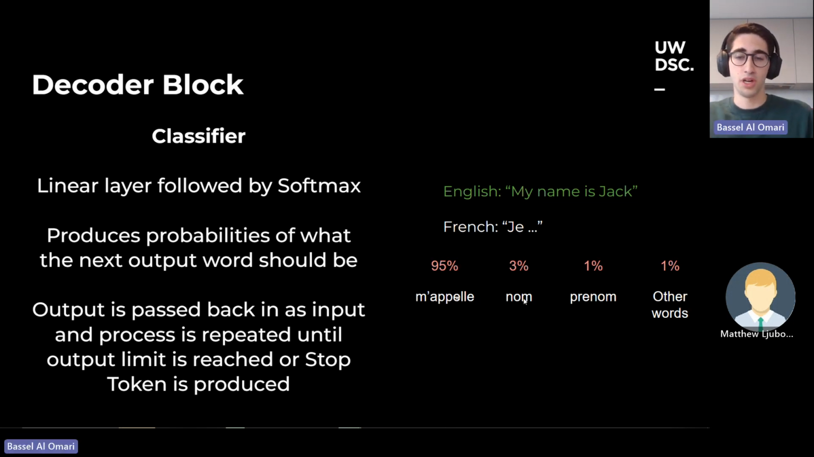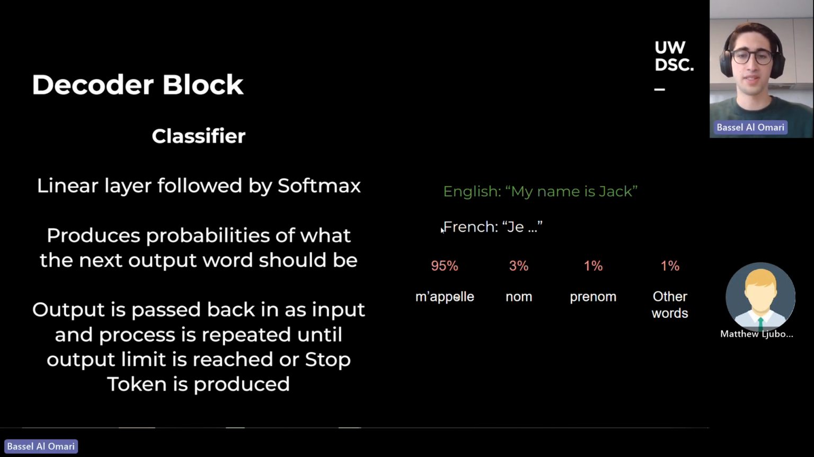The word nom, which is ungrammatical to add here, but is somewhat related to the context and the meaning, its name, has a considerable score, of 3%, but it's nowhere near as high as the score of m'appelle. Same thing for prénom. And for all other words in French, they're pretty unrelated to the sentence here that we're trying to translate. So they would have a low score. They're very unlikely to be chosen next as our next output.